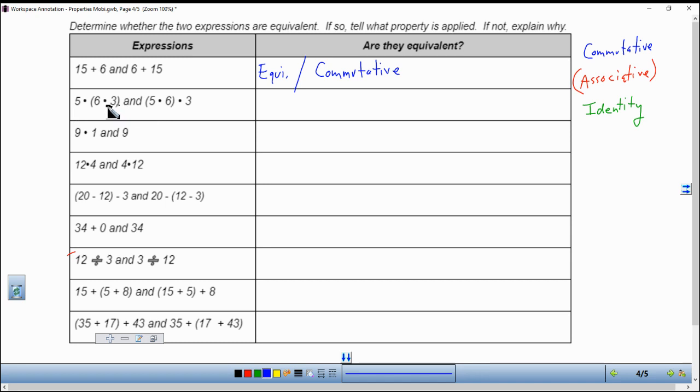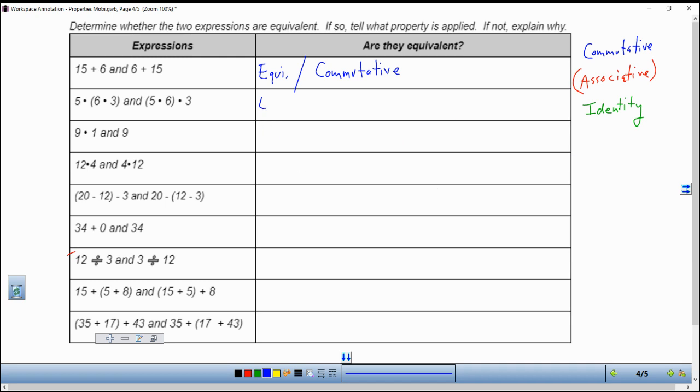All right, let's check out the next example. Let's look at what we have here. 5 times 6 times 3 with 6 and 3 grouped, and then 5 times 6 times 3 with 5 and 6 grouped. So we have the same numbers. They're in the same exact order, but the only difference is that the numbers are grouped differently, and it is multiplication, so these are equivalent.